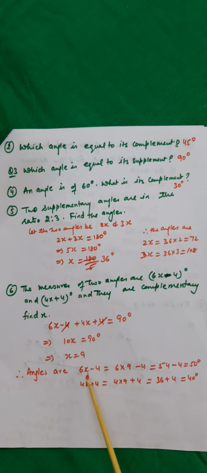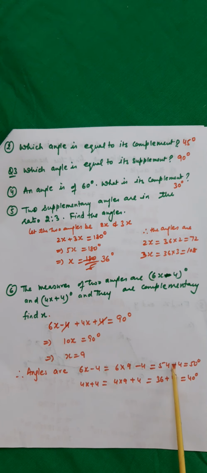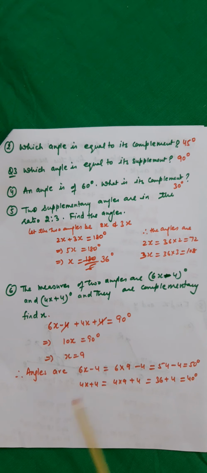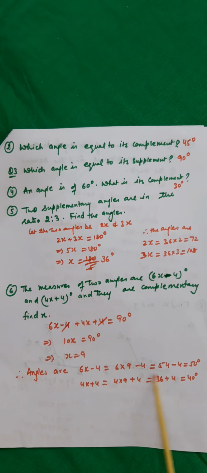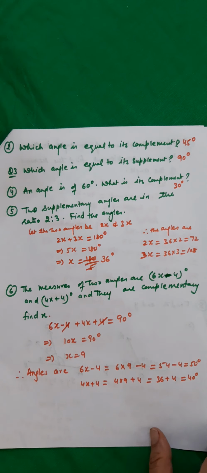Therefore, the angles will be 6 into 9 minus 4. That is equal to 54 minus 4, which is equal to 50 degrees. Now, you can find the other angle like this also, or you can say since their sum is 90 degrees, you can just subtract this 50 from 90 and you get 40 degrees.